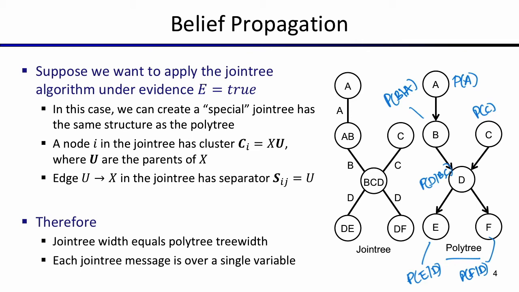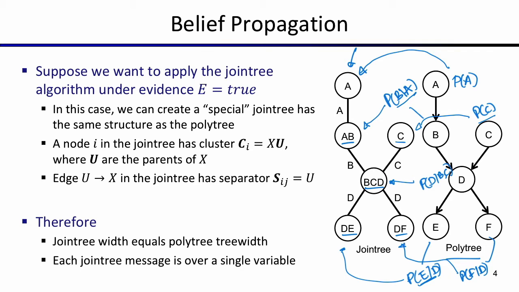The cluster for this node is going to be over the variable A, because we're going to associate this factor, the probability of A, here. Here we have a cluster with A and B, because this factor is going to be stored here. Here we're only going to mention C in this cluster, because we're going to associate the probability of C here. Here we're going to have B, C, and D, because this factor will be stored here. Here we're going to have D and E because this factor is going to be associated here, and DF because of this factor here, right?